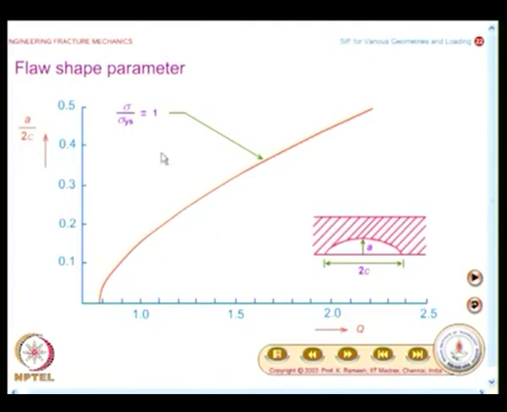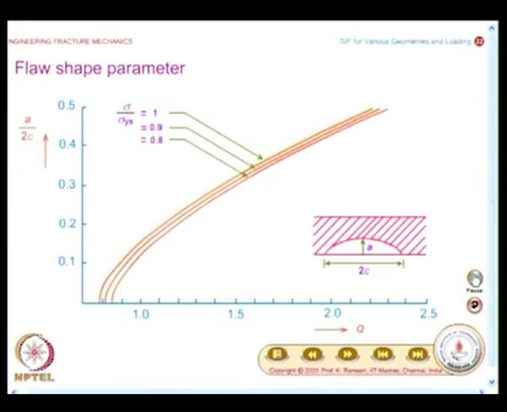and this you do for different values of sigma by sigma ys. Here it is equal to 1, and I would have graphs drawn for other cases also, and I would like you to make a neat sketch of this. So the flaw shape parameter is very important when you are handling surface flaws.